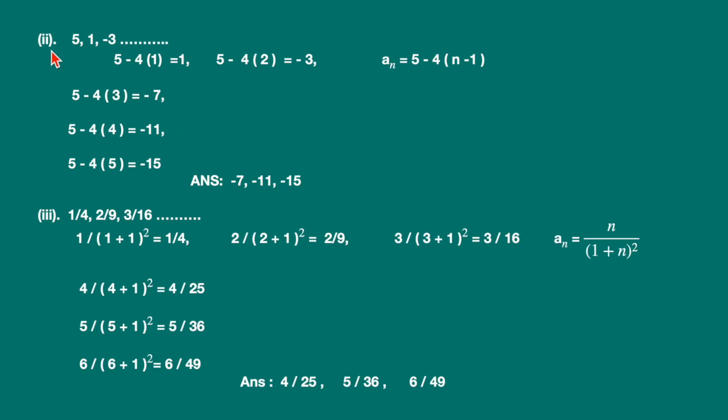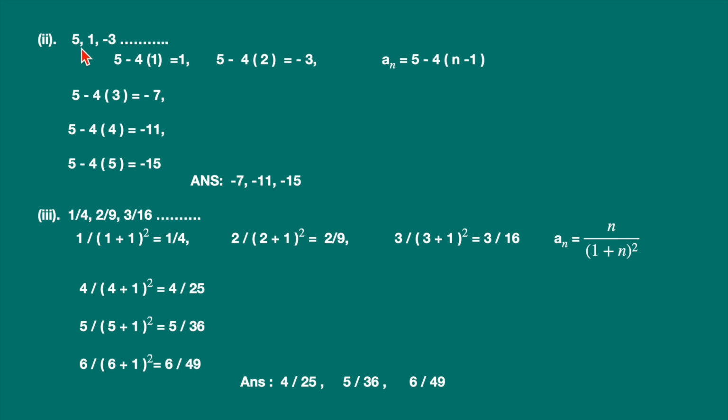Okay. Like the next sequence: 5, 1, minus 3, dot, dot, dot. So let us look at the pattern here. The first term is 5. The second term is 1. That means 5 minus 4 into 1 we can say. Because again you look at the third term. It will be 5 minus 4 into 2. So 4 2s are 8. 5 minus 8 is minus 3. See, you got the answer. So this is the pattern: 5 minus 4 into increasing numbers. That increasing number will give us the value of n.